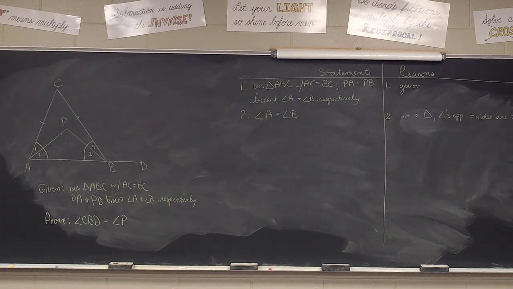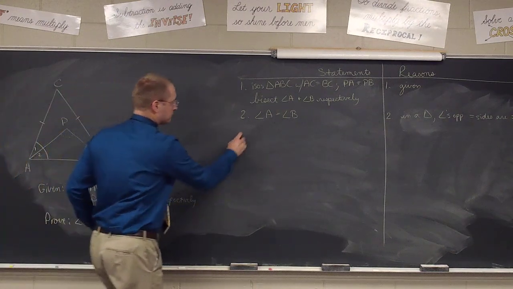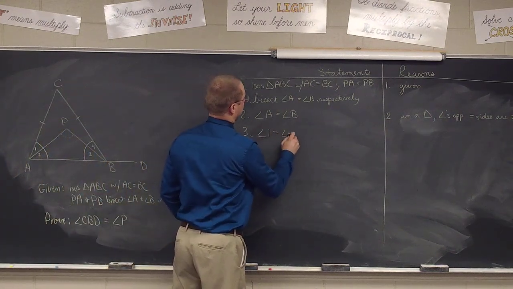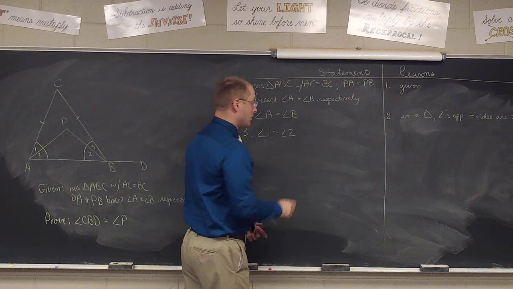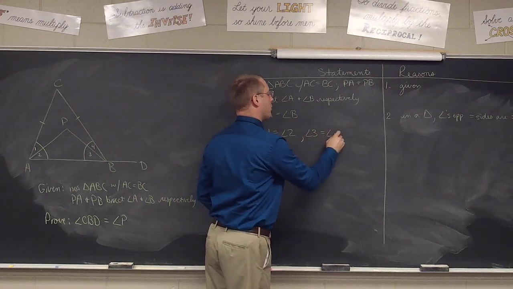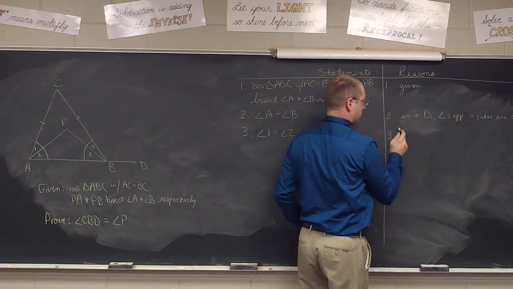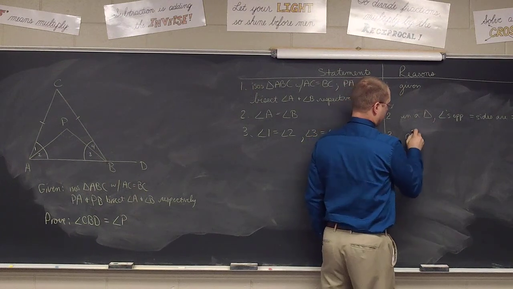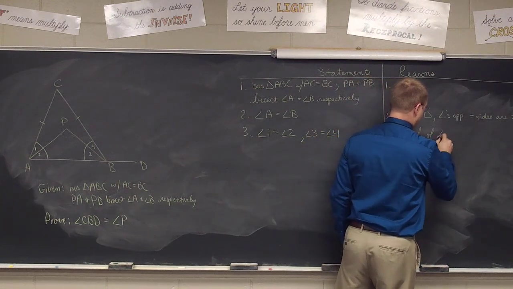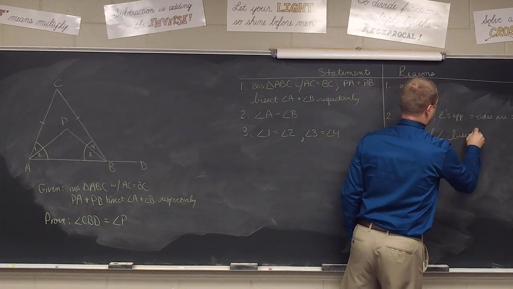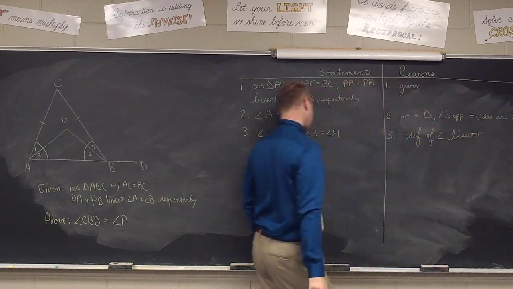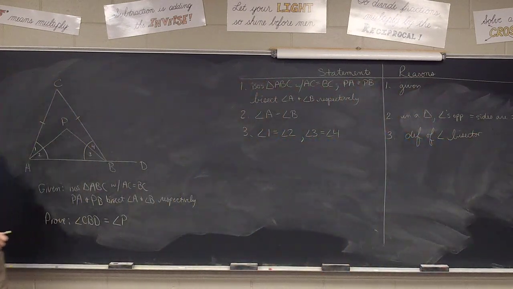Let's see. Noah, thoughts? Angle 1 equals angle 2. Okay. And angle 3 equals angle 4. Reason? Definition of angle bisector. Adam, thoughts?